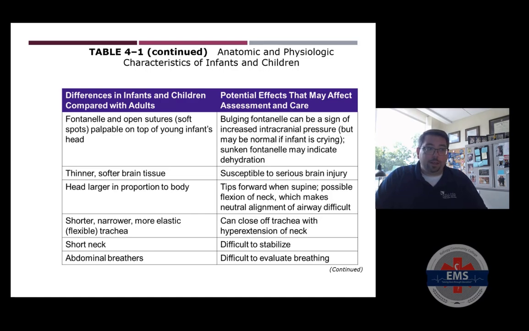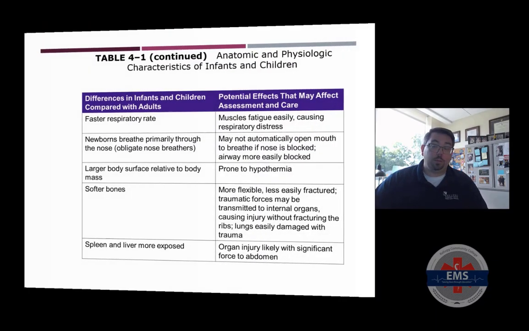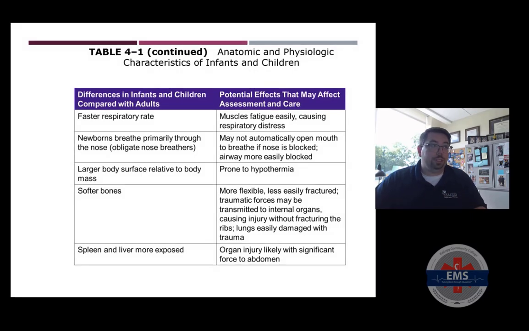Shorter, narrower, more elastic, flexible trachea. That's why if we do hyperextension, we can actually occlude the trachea. Shorter neck, harder to stabilize. And they're abdominal breathers, right? Which means it's harder for us to evaluate the breathing inside the abdomen, or breathing for abdominal injuries. We see a faster respiratory rate, so they become more fatigued, again, causing respiratory stress earlier.